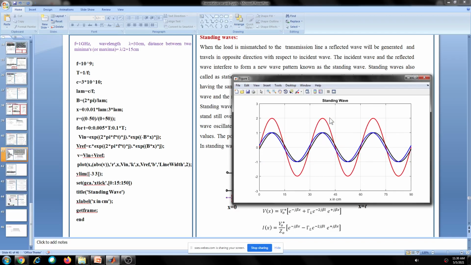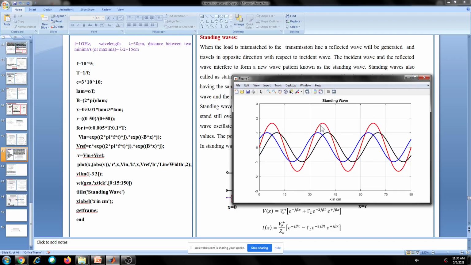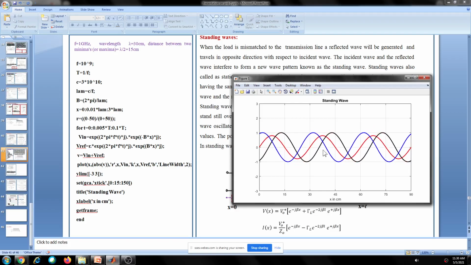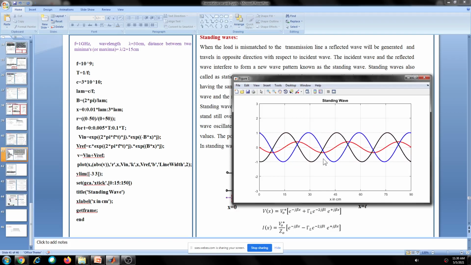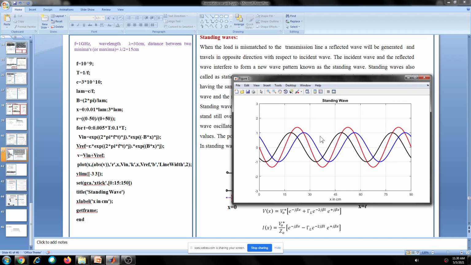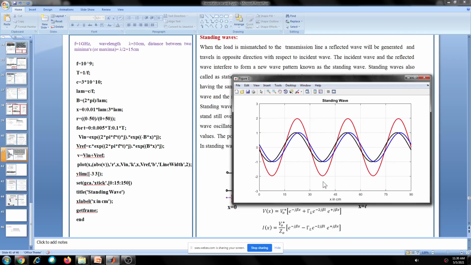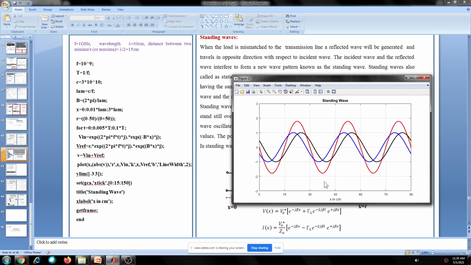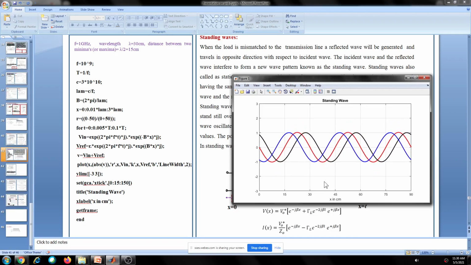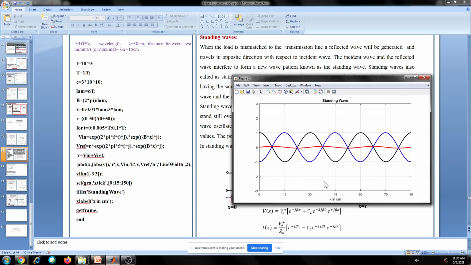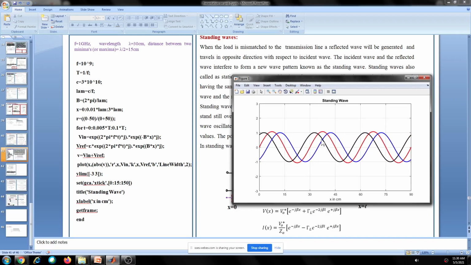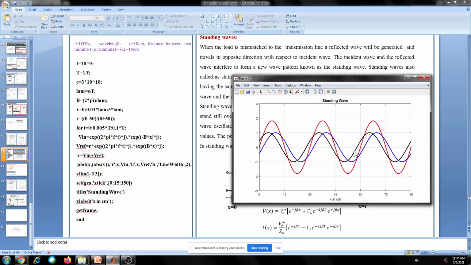This point is not moving horizontally, it just oscillates in magnitude. See, like this, it is going down or going up, it is oscillating. So this is called a wave that looks like it stands still over the transmission line, with fixed positions of maximum values and minimum values.